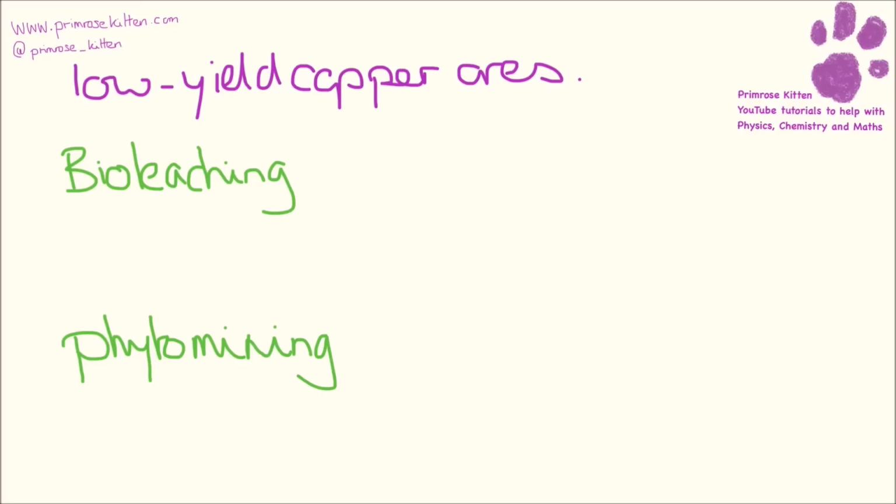The other way is phytomining. Now, phytomining sounds a bit weird, a bit like the bioleaching, because what you do is you get a field that doesn't have a lot of copper in it, and you plant a load of broccoli. Yep, broccoli. And then once you've planted that broccoli, once it's grown, you can chop down the broccoli and you can burn it, and then you can get the copper out of the ashes.